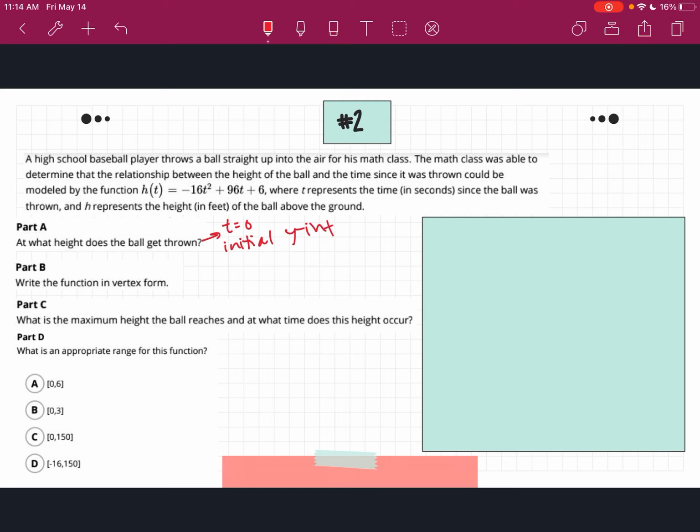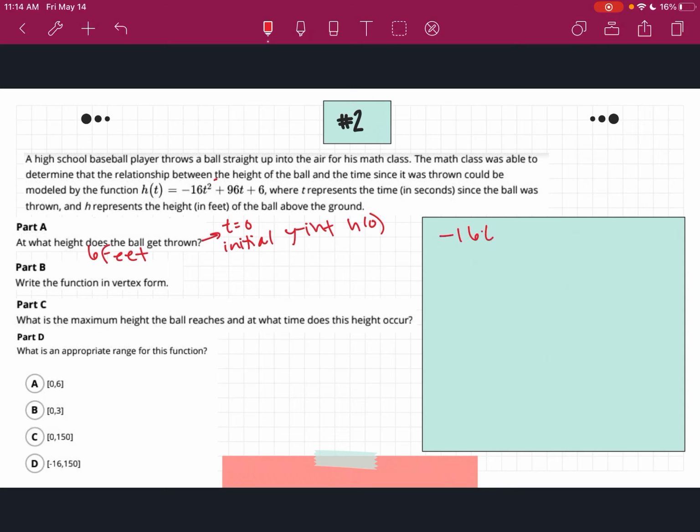So time is 0. You can do this one of two ways. You can plug in 0 to your function. You're finding h of 0. So when you plug in 0 to your function, that goes away, and you're left with 6. Okay, so 6 feet is the answer here. Okay, that's your y-intercept. Remember, the y-intercept is always just the number that's right at the end. All right, part B, write the function in vertex form.